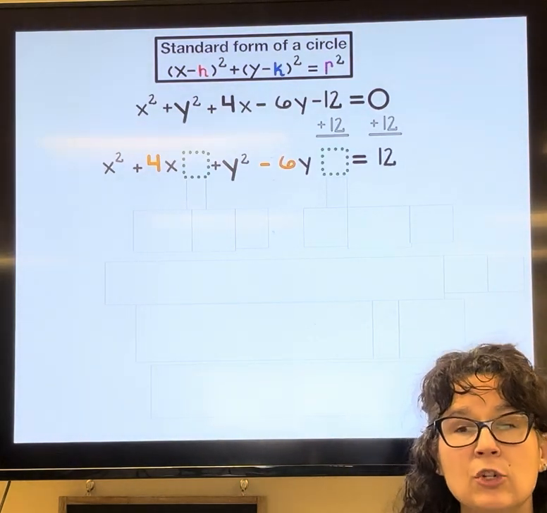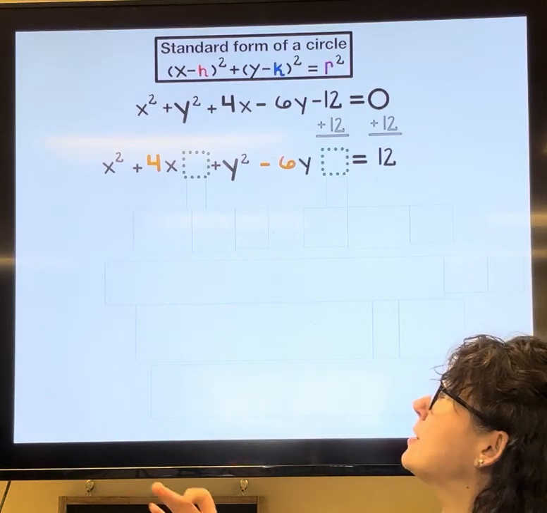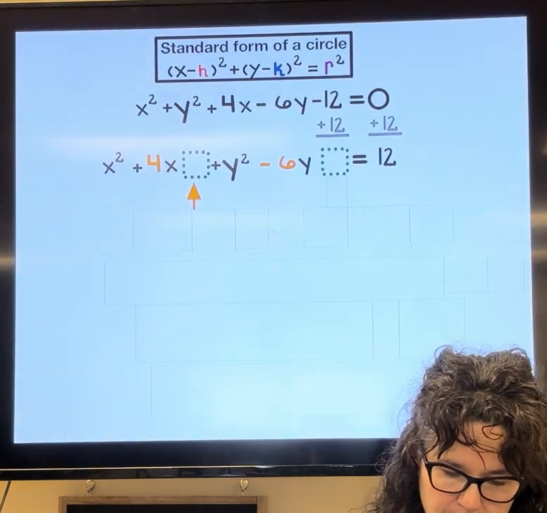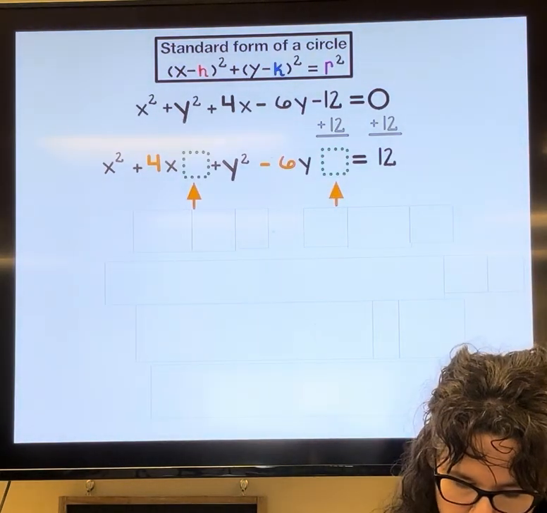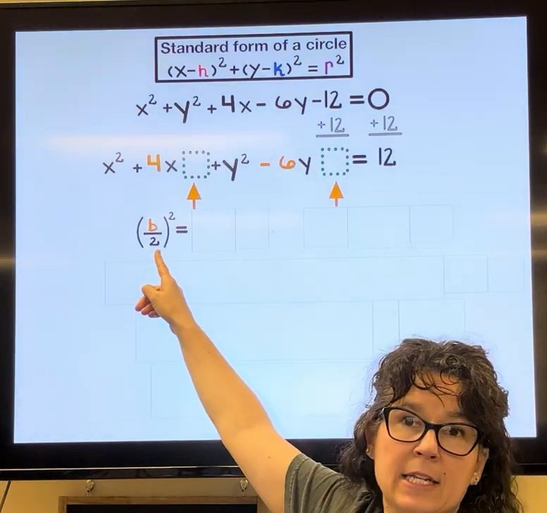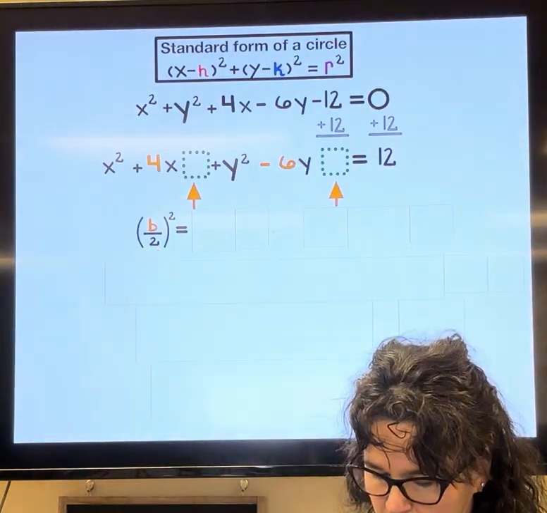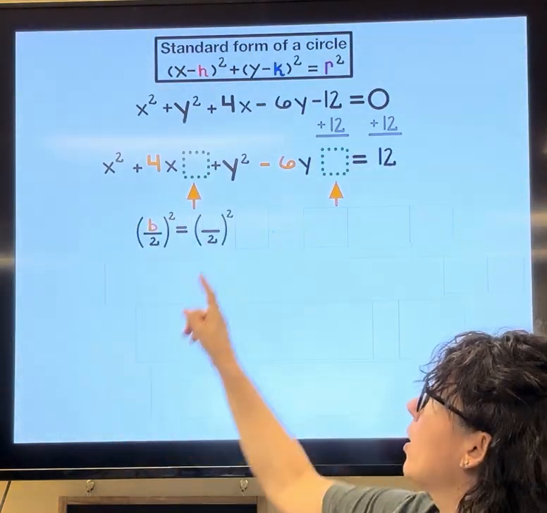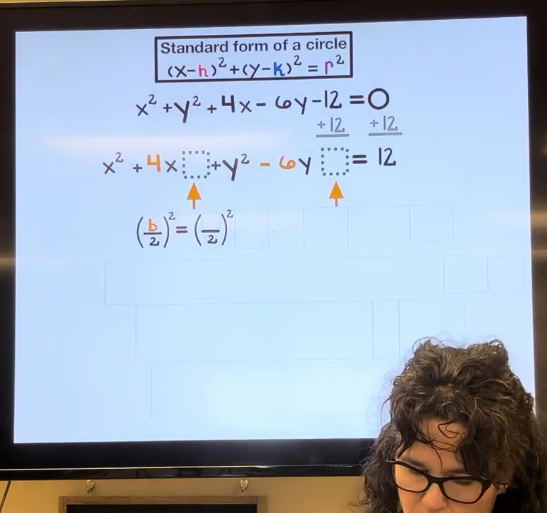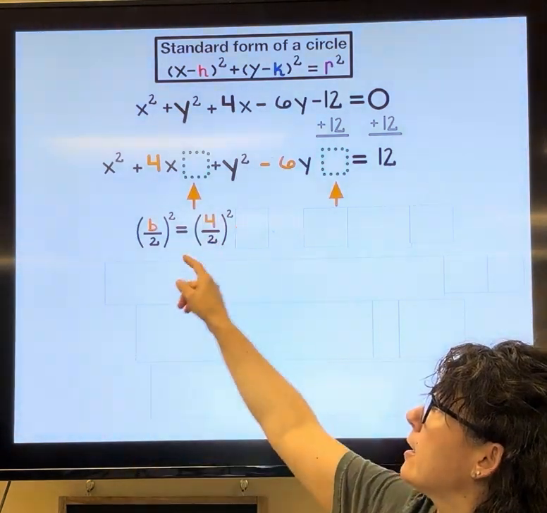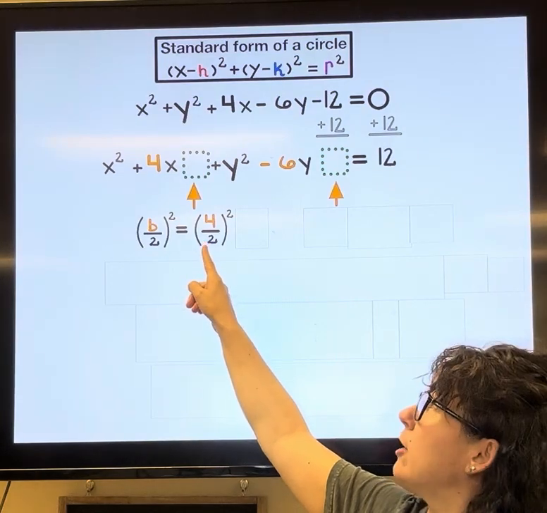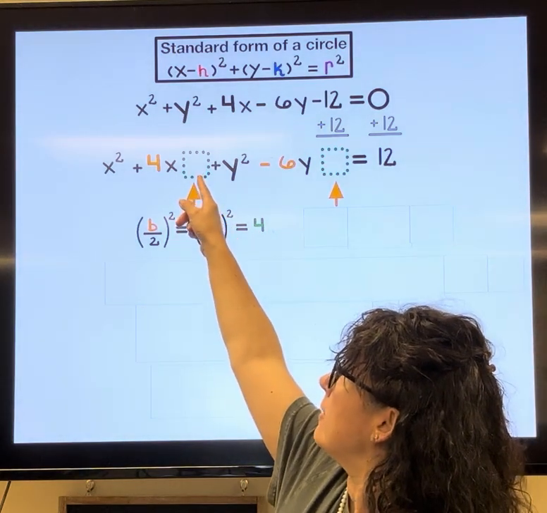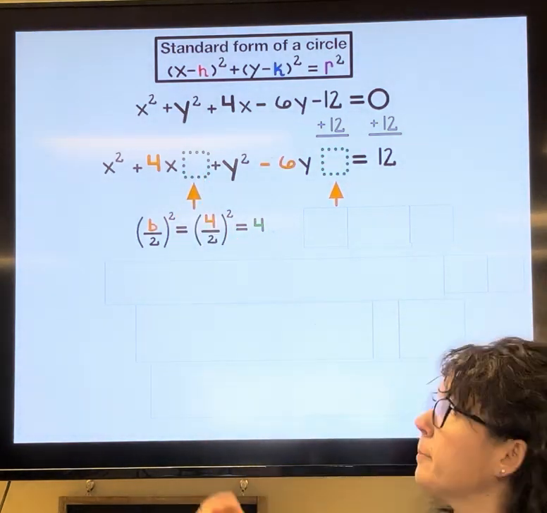The next thing I need to do is fill in this space that I've left. And to fill in these two spaces, we're going to need a formula. That particular formula is b divided by 2 squared. The b in this one is 4, so I want to take 4 and divide it by 2 and square it. 4 divided by 2 is 2, and 2 squared is 4. So I'm going to end up filling in this space here with the number 4.